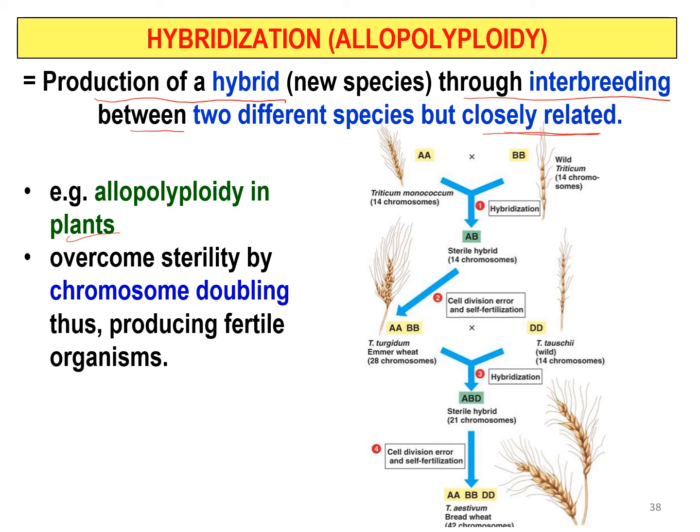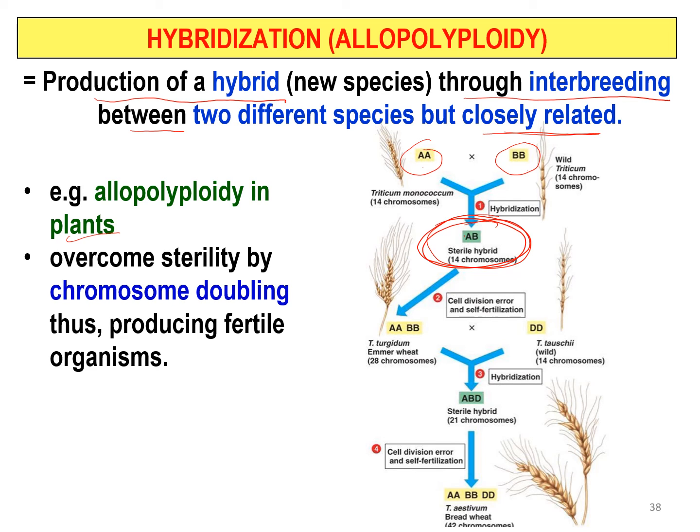Allopolyploidy in plants. So hybridization usually produces a sterile hybrid. Sebab kromosom A dengan kromosom B, they are not compatible. Dah belajar dulu kan dalam mutation. So allopolyploidy ni, it will produce a sterile hybrid. A dengan B is a different set of chromosomes, so they cannot pair during meiosis. So meiosis cannot occur, so they cannot produce gametes.